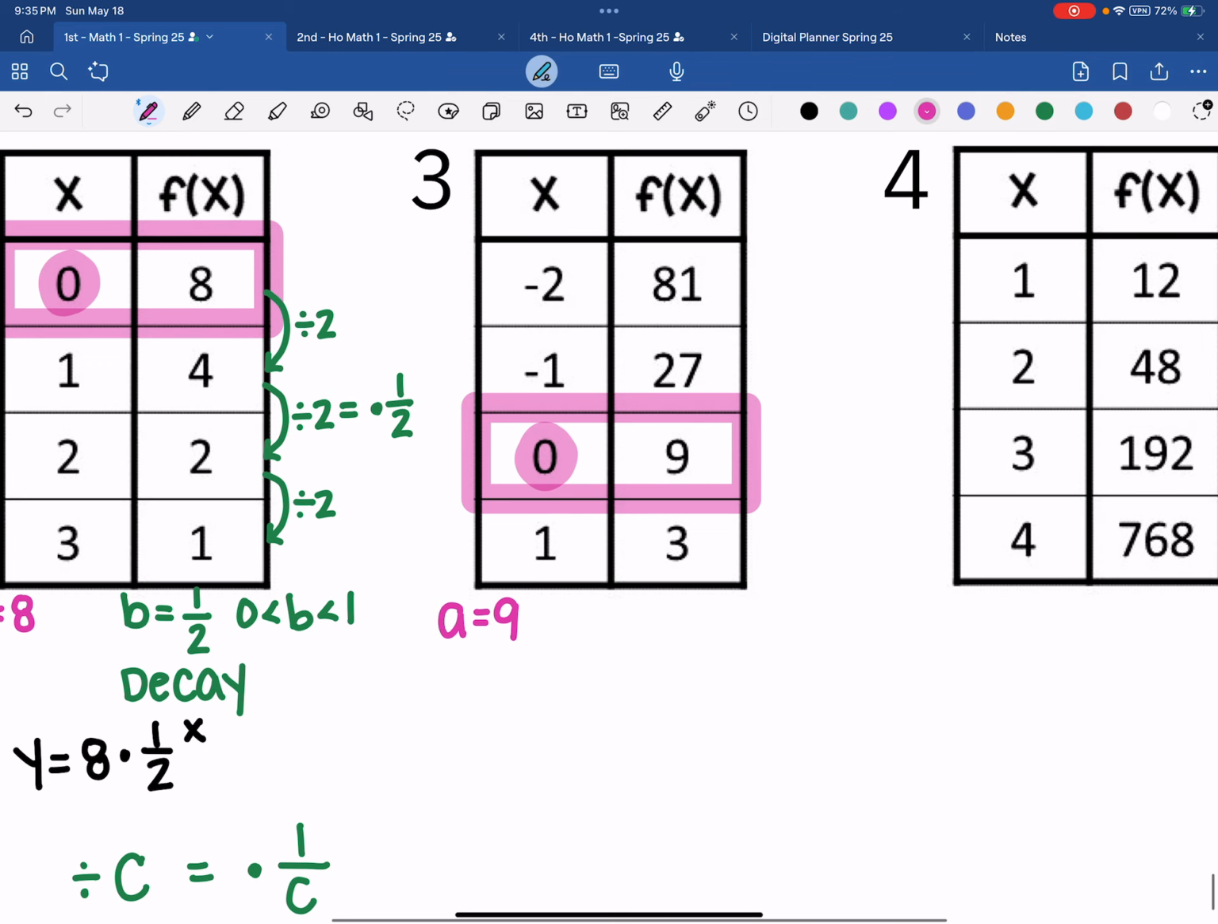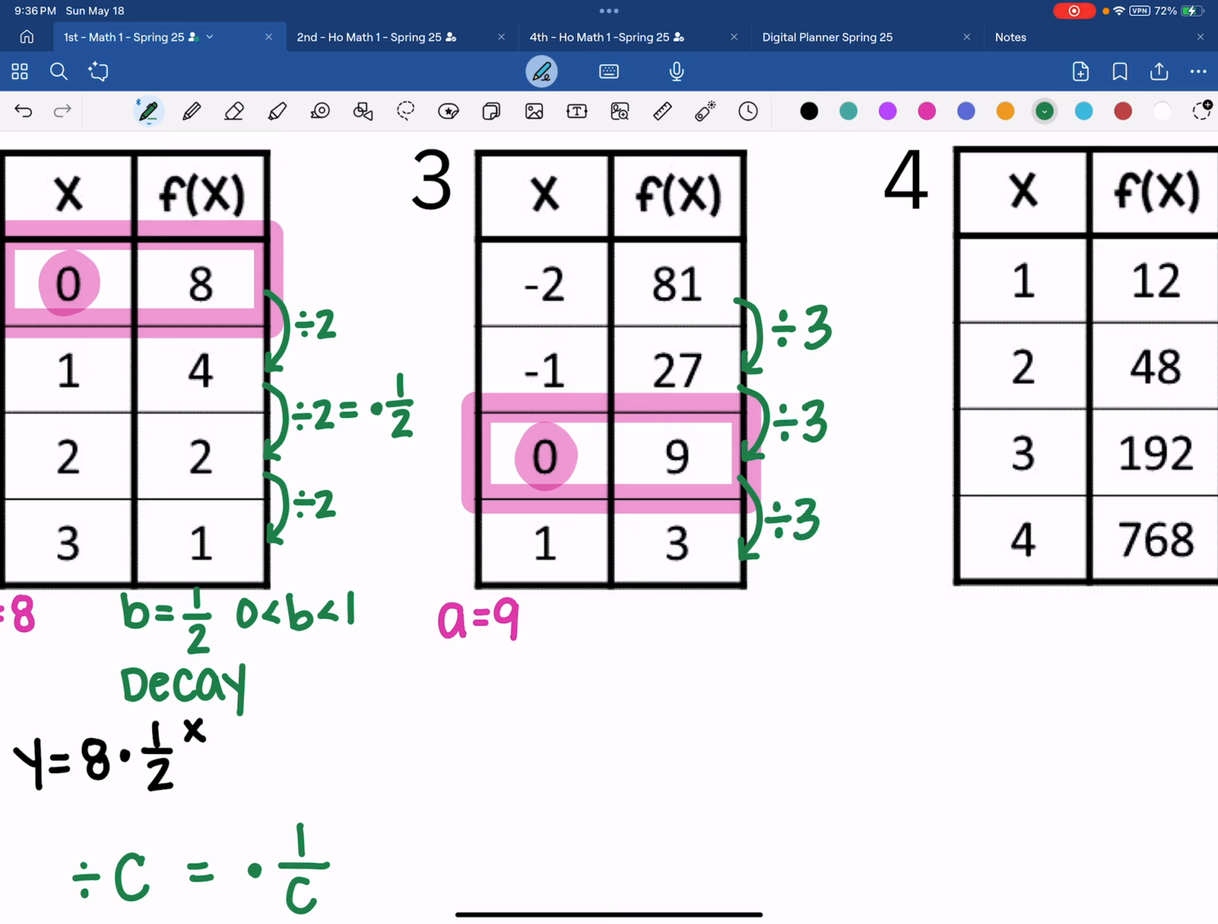All right, so then I ask myself, what am I multiplying by? How do I get from 81 to 27, from 27 to 9, from 9 to 3? So again, I'm pretty sure you're going to see it being divided by 3, which is fine. No problem. That's kind of where my brain goes as well.